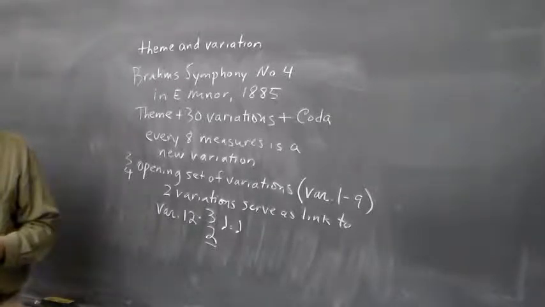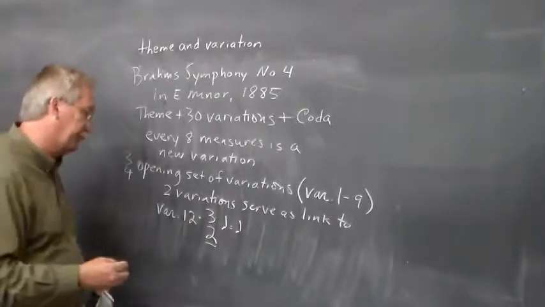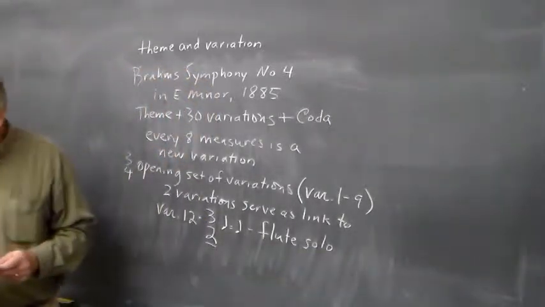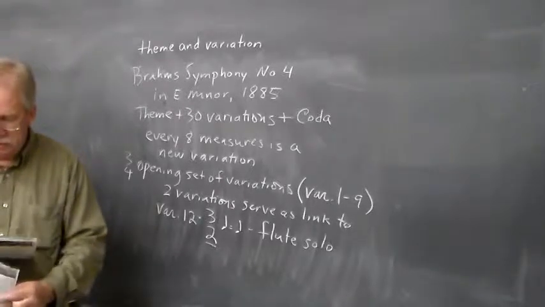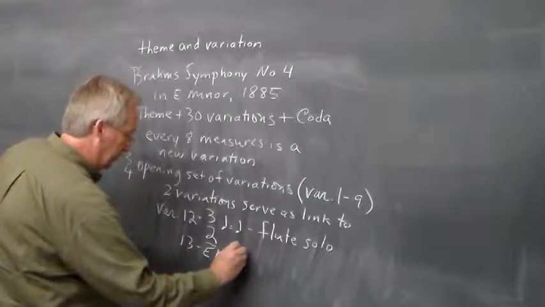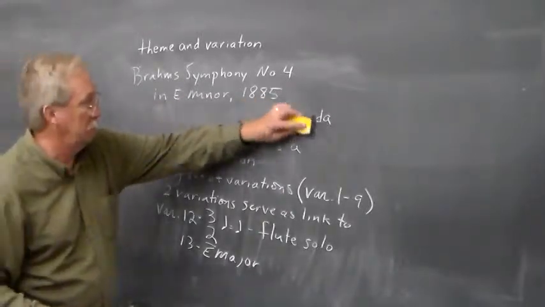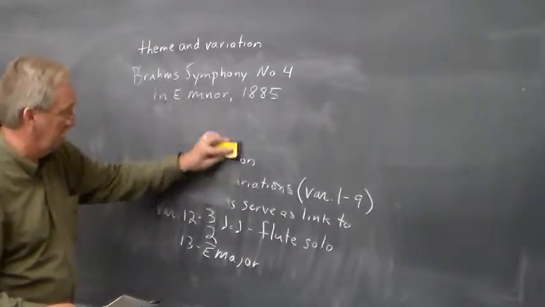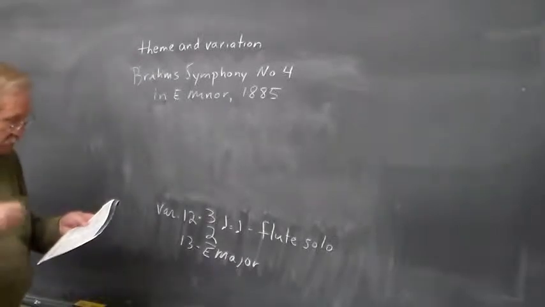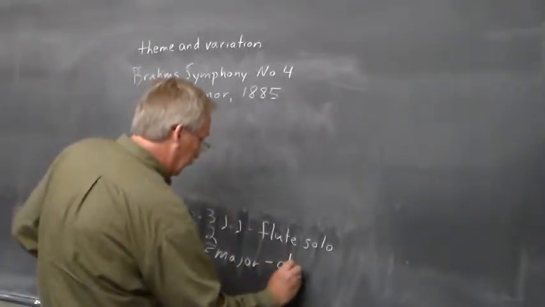And now you're going to have some variations that feature solo instruments. So variation 12 is a really famous flute solo, and it's a famous orchestral excerpt. So it's still in the key of E minor. But then when you get to variation 13, it changes to E major. So that's an example of that opposite mode. And now you're going to have some more writing that features soloists and solo sections. So variation 13 has oboes and clarinets featured.